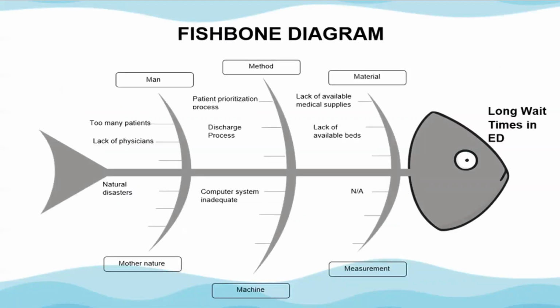Here's a fishbone diagram of why there could be long wait times in the ED. You can see that we broke them out by the 6 M's: man, method, material, mother nature, machine, and measurement. And we identified different factors that could increase wait time in the emergency room based off each factor. So we'll see too many patients, the discharge process, lack of available beds, computer system inadequate, natural disasters. Those are all just examples of things found in literature that could impact long wait times.